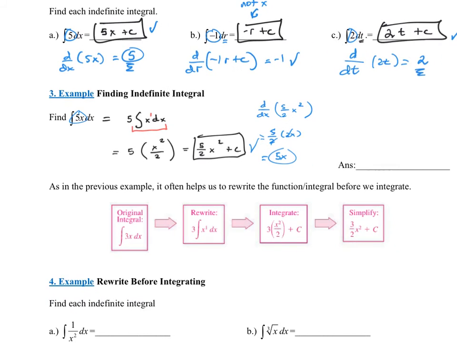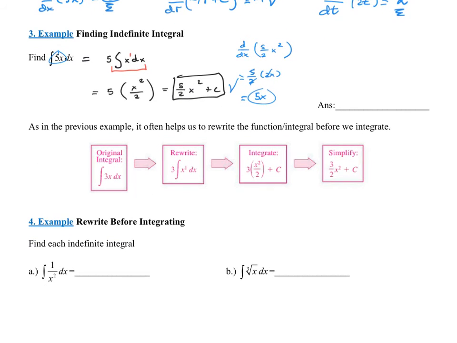Okay, so that's what it says. As in the previous example, it often helps us to rewrite the function integral before we integrate. So what it's doing is saying, look, if you have that constant multiplied times the variable, pull that constant out in front, the first thing we did. Think of it as x raised to the first power. Use that power rule, 1 plus 1 is 2 all over 2, and then never forget your plus c.